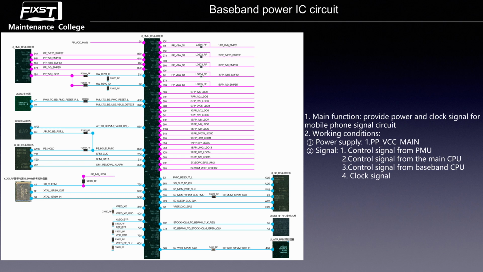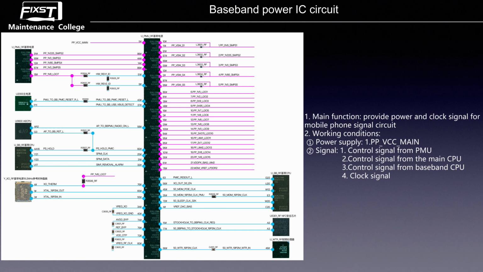It also needs a clock signal to let it work normally. As you can see on the left side, at the end of the IC is the baseband power IC clock crystal. Continue down, you can see the 13.4 and 14.9. These are the signal lines of the baseband power IC internal clock signal.